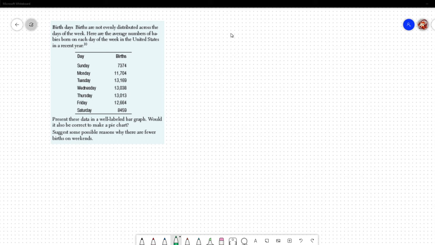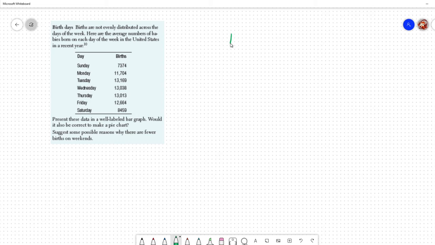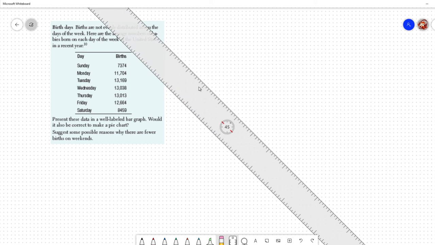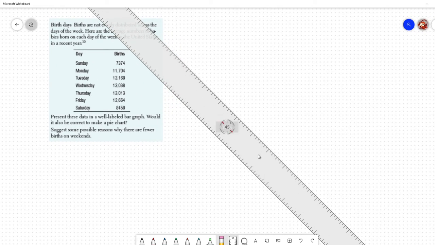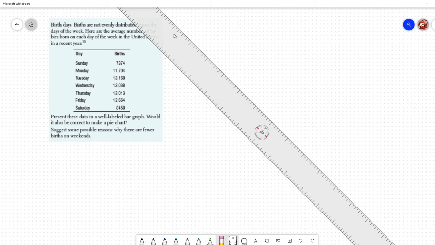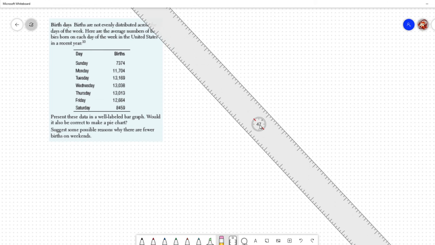Very important, when you make graphs for AP, this is always going to be of critical importance, you need to make sure that you will always have your graphs labeled. The axes must be labeled.